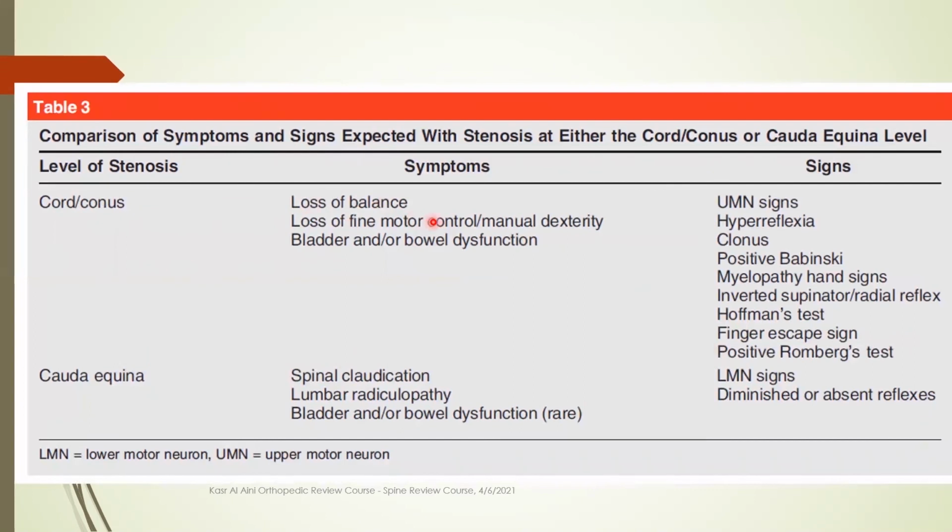If you have loss of balance, loss of fine motor or manual dexterity, bladder and bowel dysfunction with upper motor neuron signs, always suspect affection of the cord and conus. If you have spinal claudication, lumbar radiculopathy, lower motor neuron signs, this is suggestive of cauda equina affection.